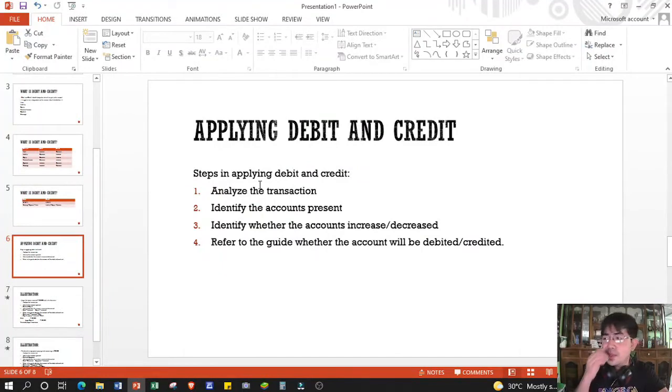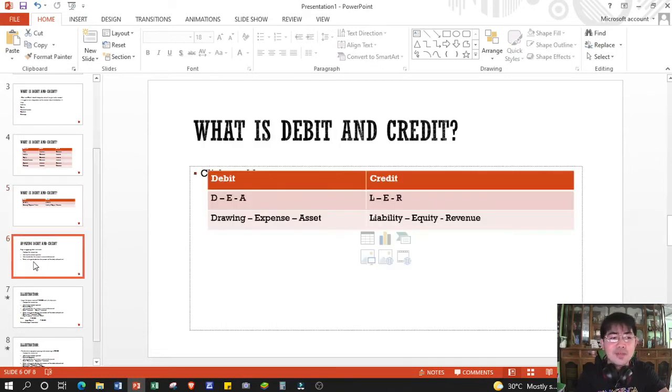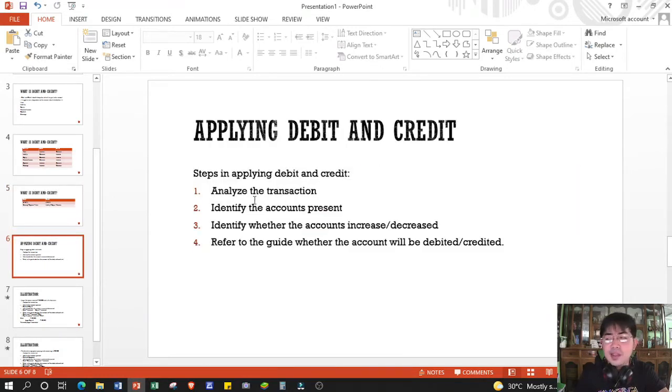Steps in applying debit and credit. So I follow these steps in coming up with the journal entry as well as kung unsa ang i-debit, unsa ang i-credit. Number 1, analyze the transaction. Of course, if there is a financial transaction na ginahatag sa inyong teacher or being applied sa inyong mga respective business, you have to analyze first. And in your analysis, you have to identify the accounts present. What are the accounts that are being affected by the transaction?